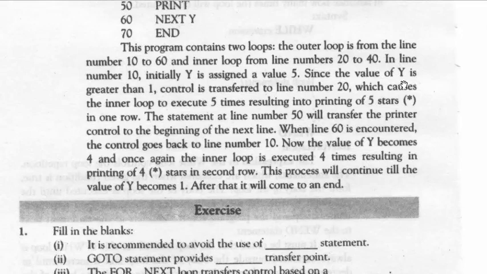Since the value of y is greater than 1, control is transferred to line number 20, which causes the inner loop to execute 5 times, resulting in printing of 5 stars in one row. The statement at line number 50 will transfer the printer control to the beginning of the next line. When line 60 is encountered, the control goes back to line number 10. Now the value of y becomes 4 and once again the inner loop is executed 4 times, resulting in printing of 4 stars in the second row. The process will continue till the value of y becomes 1. After that it will come to an end.